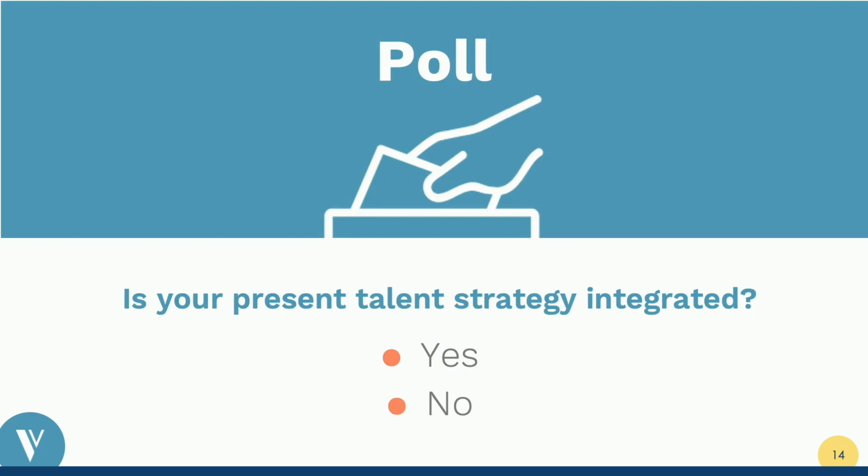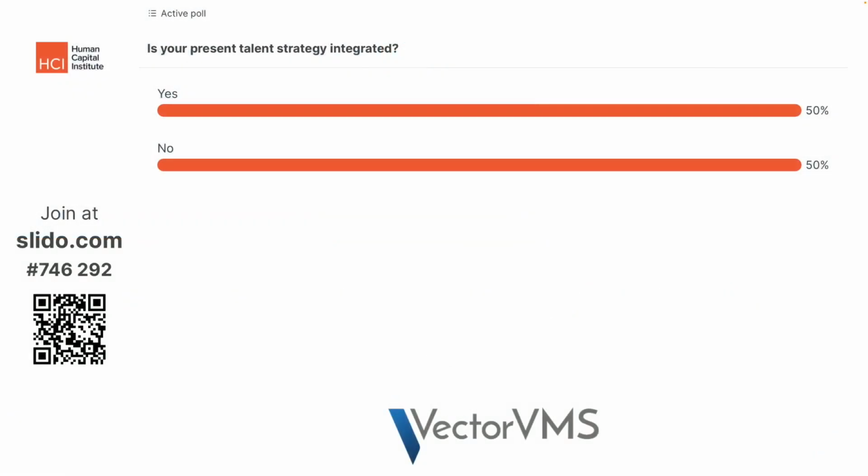Okay, we got one more poll we want to ask on the phone. Do you have a present talent strategy that's integrated? So we want to know if we already have people on the phone that are connecting all the dots, and all of talent acquisition is talking to each other, meeting with each other. Great. That's great. 50, right down the middle. So it sounds like a lot of you have already started hearing about total talent management. You're looking at ways to close the skill gap, looking at cost savings. That's great.